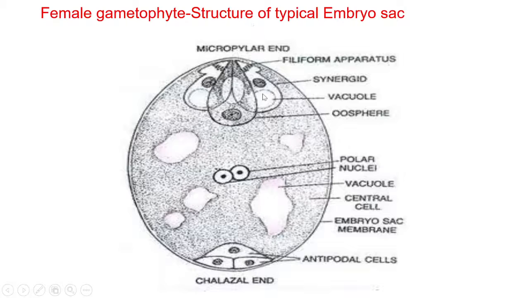A typical embryo sac of angiosperm is 8 nucleated, having 7 cells. At the chalaza, they are called antipodal cells, and at the center there are the 2 polar nuclei. Toward the micropyle end there is 1 egg and 2 synergids. That's why it is called 8 nucleated embryo sac.